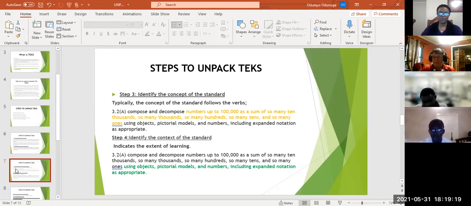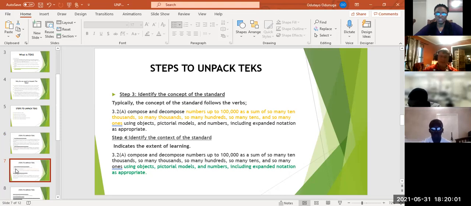And it shows you how you're going to compose them. How many 10,000s can I find in 100,000? How many thousands can I find in it? How many hundreds? How many tens? How many ones can I find in 100,000? When students understand this concept, they're able to quantify the number and the extent of the number that you're teaching them.